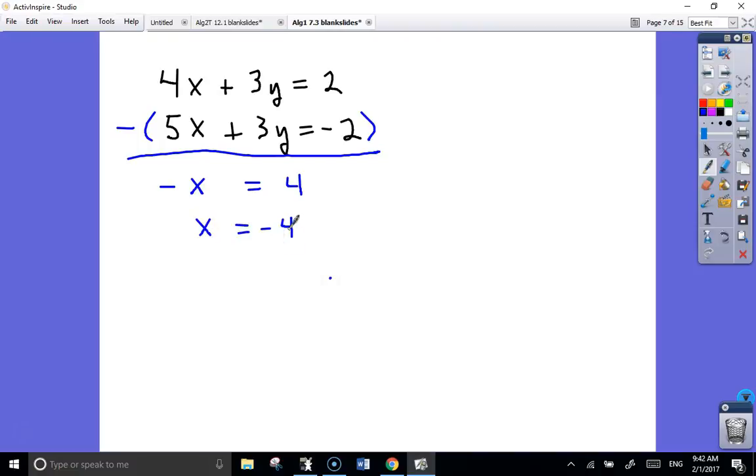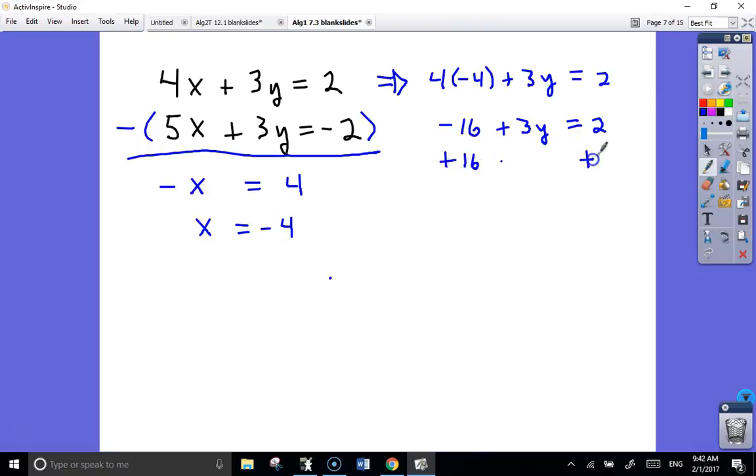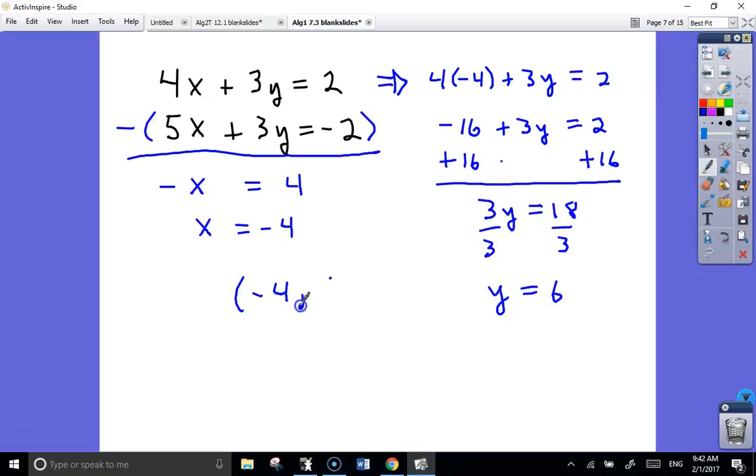Okay, now we do like we did on the last one, right? Go substitute into one of these two. It doesn't matter which one. I'll take the first one. So 4 times negative 4 plus 3y equals 2. So negative 16 plus 3y equals 2. Add 16. 3y equals 18. Divide by 3. Y equals 6. So here's our solution. Negative 4, 6.